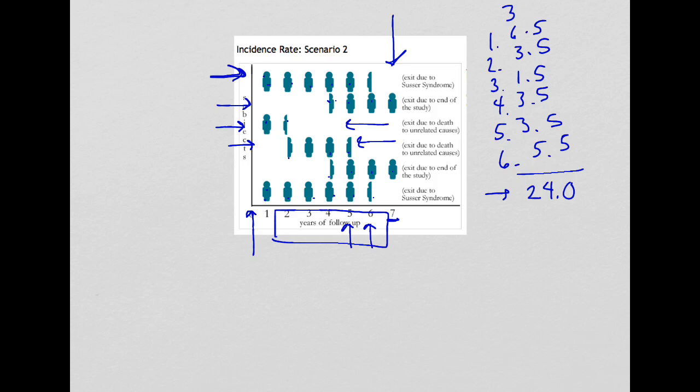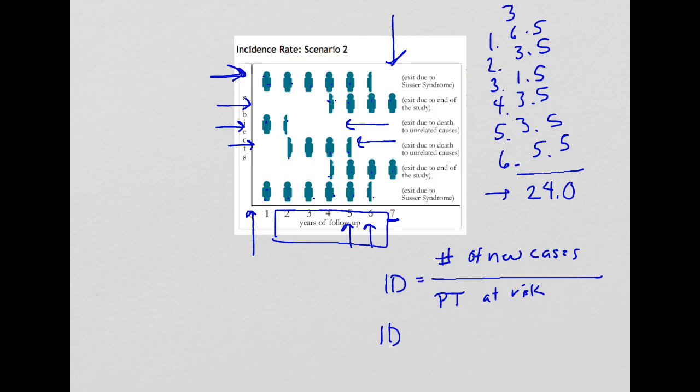Okay, so we can actually now move on and calculate our incidence density, which the formula is number of new cases over our person time at risk. So what we need to do is calculate number of new cases. So we're going to look to these explanations of why people ended their time at risk. So we have one person who exited our study due to being diagnosed with Susser syndrome, which is what we're looking at in this case.